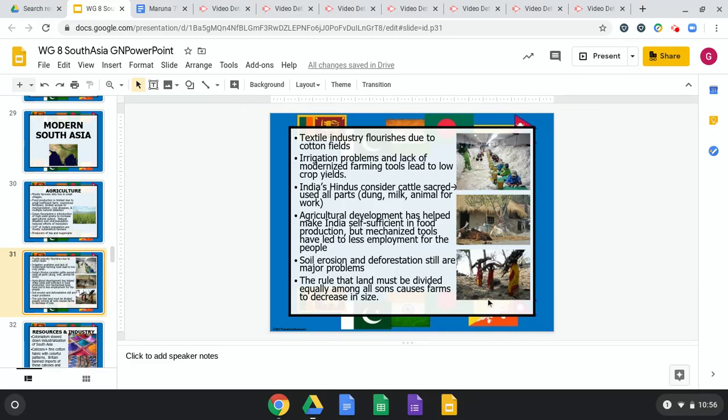Soil erosion and deforestation are still major problems in certain parts of India due to over farming, not recycling the soil, so on and so forth.